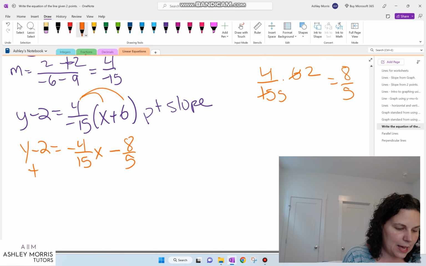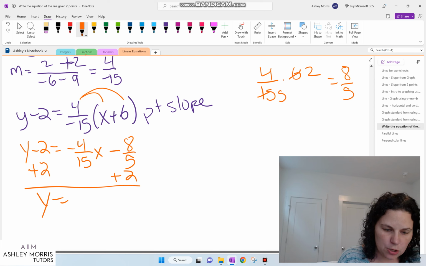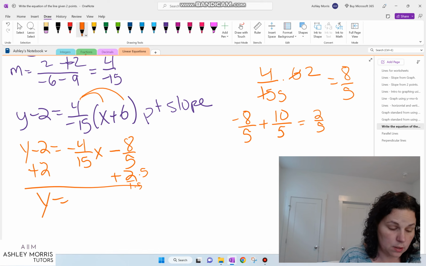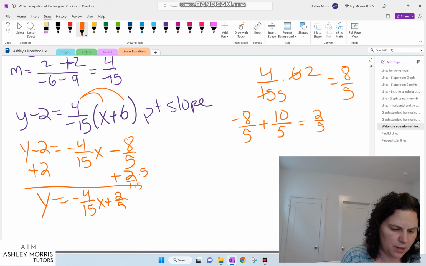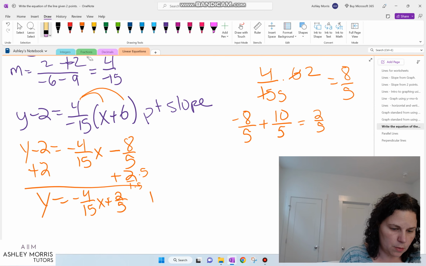And then we're going to add 2 to both sides. And when I add 2, that's 8/5, it's a negative, plus 2. Well, 2 is 2/1. So it becomes 10/5, which is going to give me a 2/5. -4/15x plus 2/5. Ooh, I would not want to graph that one. That would be tricky. Oops, not point slope. That's slope intercept.